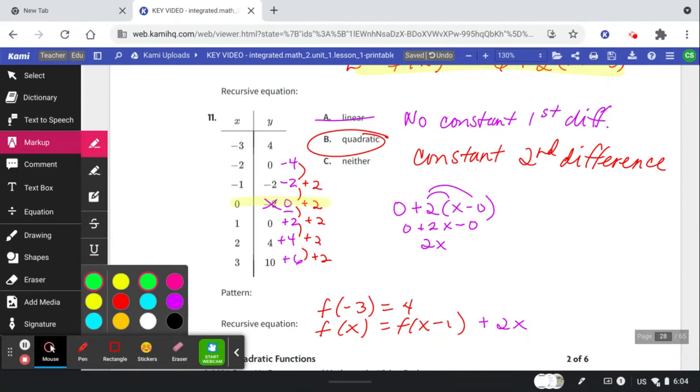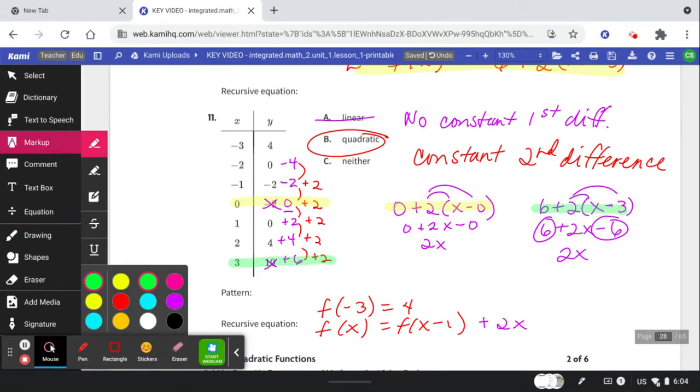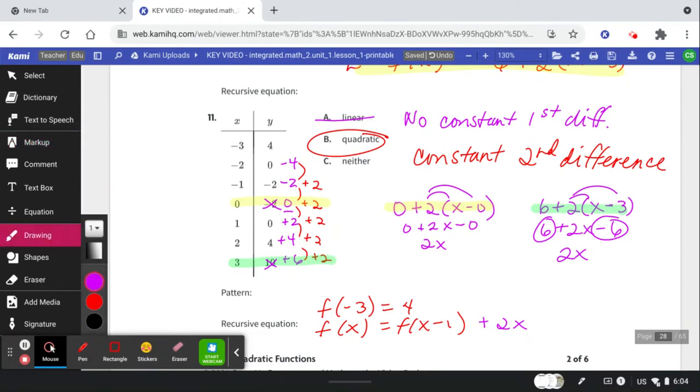I'm going to do this row next. Again, doesn't matter which one. So this is this row. Begins with 6, so we ignore that guy right there. Begins with 6, adding 2 each time to the x minus 3. Let's simplify this down. 2x minus 6. 6 minus 6. Do you see that zeroes out again? Leaving me again with the 2x. So we know that this 2x is correct as the linear rate of change for my recursive.